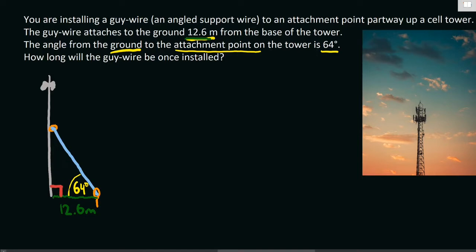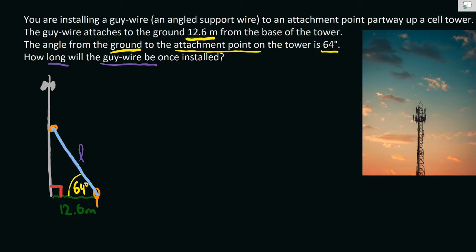And now last question, let's figure out what we're trying to solve for. We are asked, how long will the guy wire be? So then the length of the guy wire, let's do L, I guess. The length of the guy wire will be this diagonal here, the actual length of the wire itself. Okay, we've got a nice diagram.